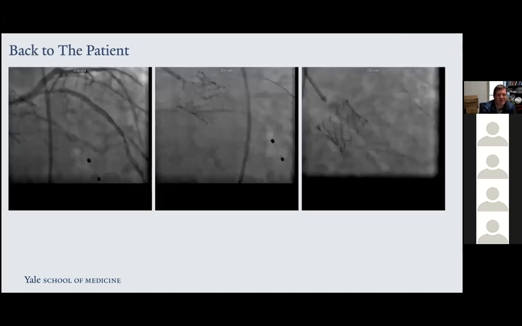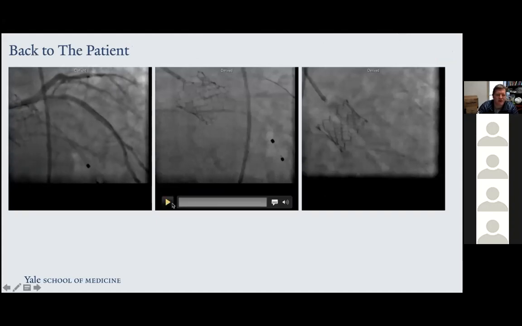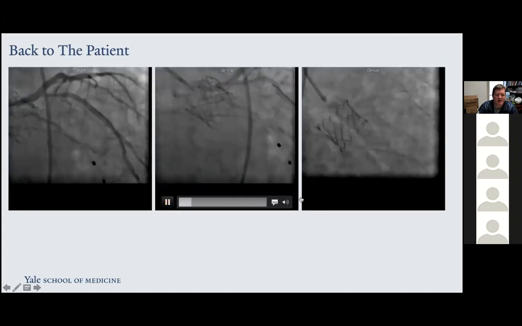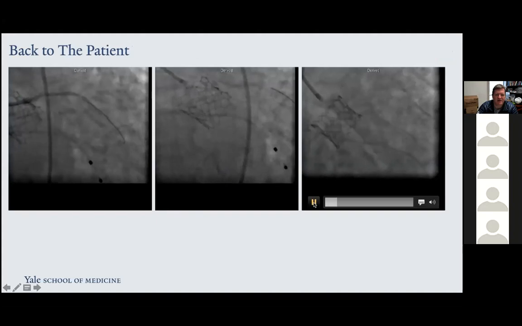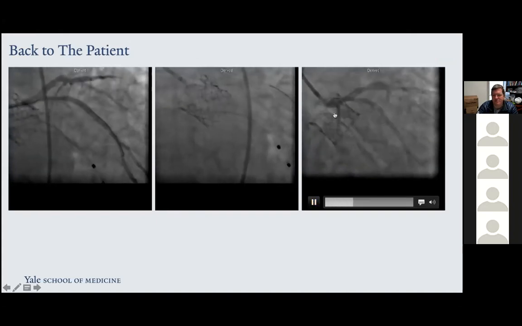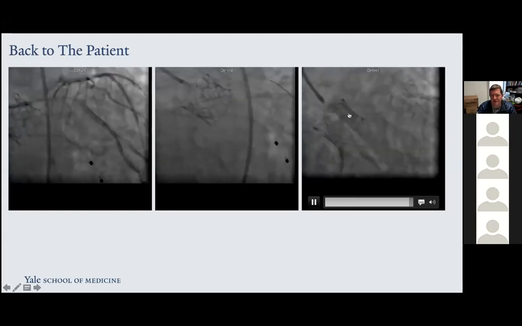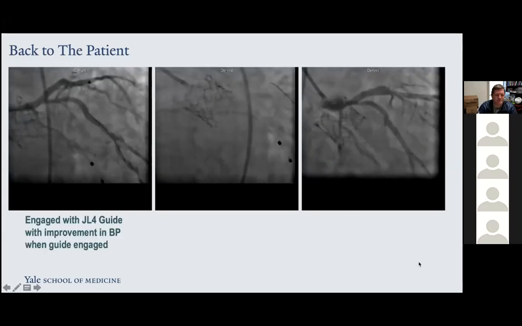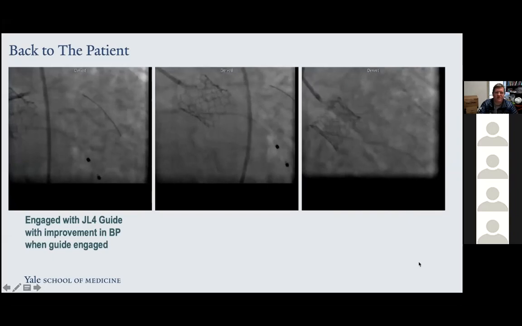So this is what we did in this setting. We wired it with the guide that was there, advanced the balloon, and then eventually stented that area, hanging back into the left main a little bit. And now you can see, right, where what had been very pinched before, the ostium is now nice and wide open. In this case, we used the JL4 guide.